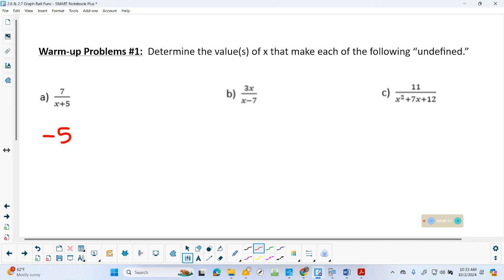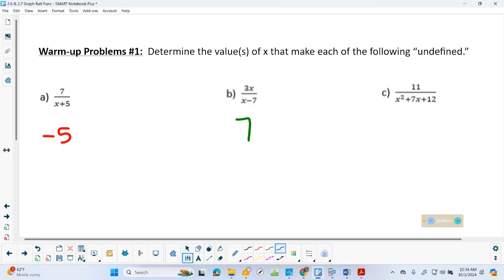Now, -5 then, if I had to graph it, which we're going to graph in a minute, would be my vertical asymptote. It's going to be a line I'm going to get very close to. I'm not going to cross or touch. All right, what's your one value in B you can't use? 7. 7, got it. 7 minus 7, 0, undefined.